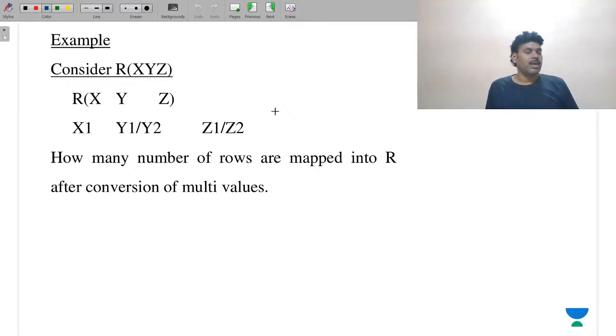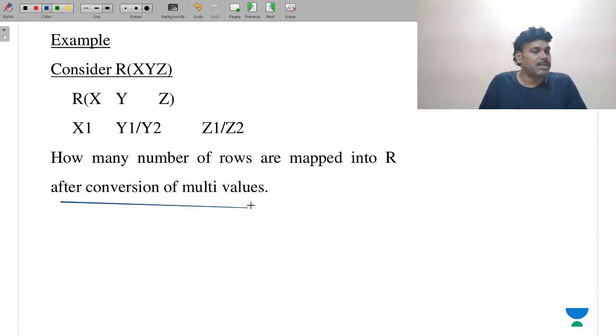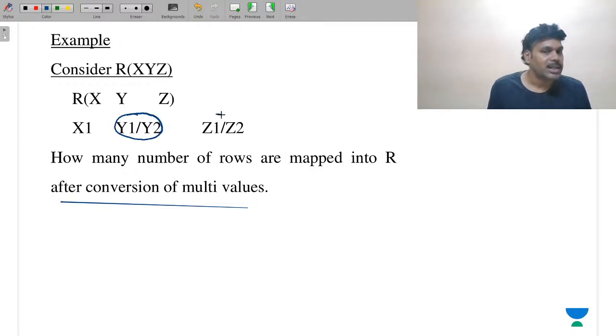Next, how many rows are mapped into R after conversion into multi-values? This is very simple. How many rows are required after mapping into your multi-values? There are two values in Y and two values in Z. So 2 into 2 is equal to 4. For every 4, x is going to be repeated. So what is the answer?